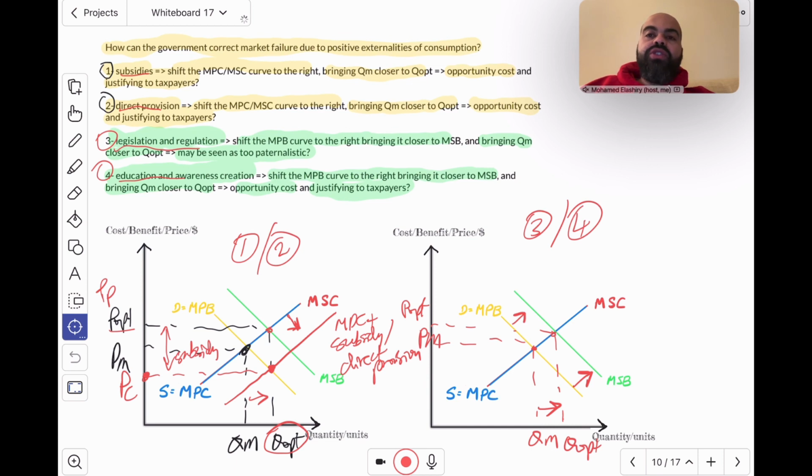What can the government do? The government can either increase the supply through subsidies or direct provision, or increase the demand through legislation and regulation and education and awareness creation.